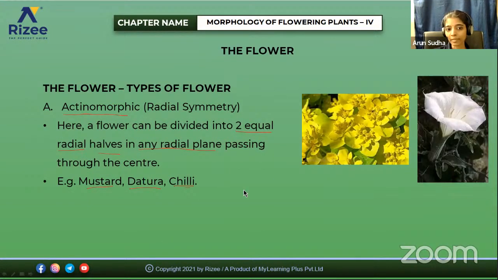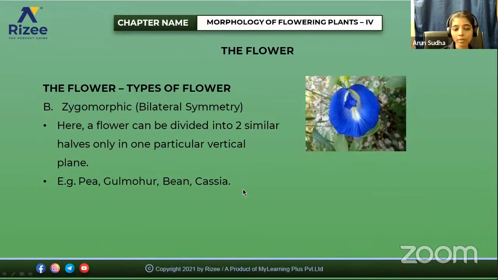So actinomorphic and then zygomorphic or bilateral symmetry. Here the flower can be divided into two similar halves only in one particular vertical plane. Examples here are pea, Gulmohar, Bean and Cassia. You have to be clear with these examples because many questions may come in this, like they may give any one example and ask what type of flower it is, whether it is actinomorphic or zygomorphic. So be clear with the example, with the concept.